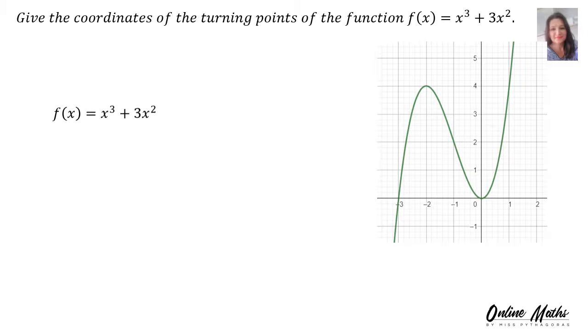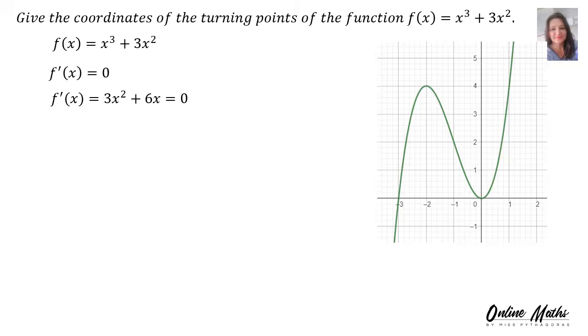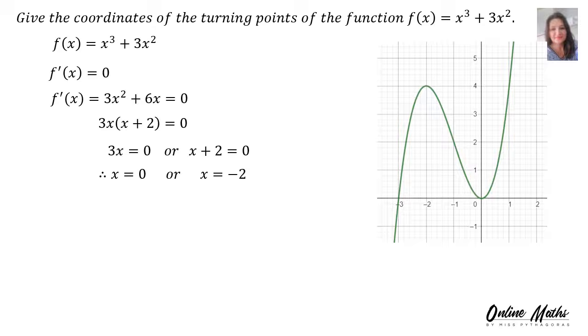Now, to work out the turning point, you need the function, and then you're going to work out the first derivative, and you're going to equate to 0. So the first derivative there will be 3x squared plus 6x equals 0. And remember, we will factorize now to solve x. So we will take out 3x as a common factor, and we're left with x plus 2 is equal to 0. Therefore, 3x is 0 or x plus 2 is 0, x is 0 or x is negative 2.